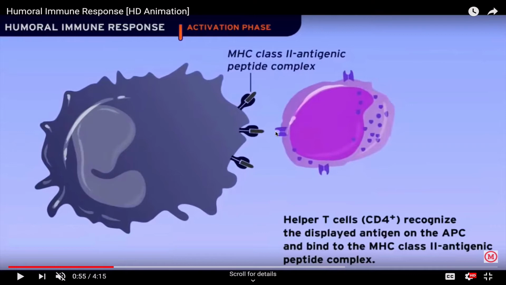This is in order to find the antigen. Not all of them are going to have the right receptor for this. If this has never been introduced to the system before, there will only be a few helper T cells that have the right receptor to match up to this particular antigen. So this receptor is going to receive this antigen and form a complex between the APC and the CD4 plus helper T cell.